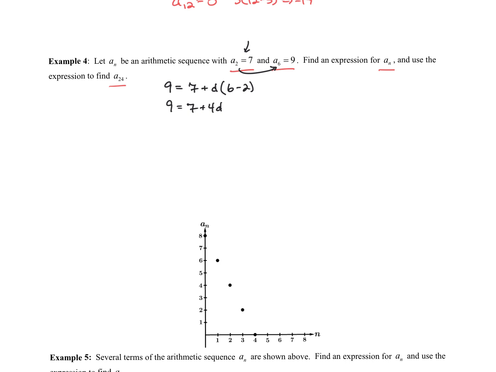And so how would we start solving for d? Subtract 7, so then I'd get what? 2, and then I'd divide by 4. So d would equal 1/2. All right, that's one method to use. However, this is the way I work with arithmetic sequences.